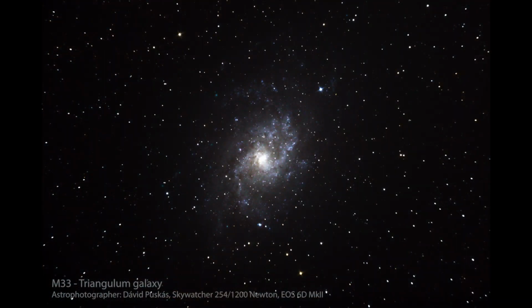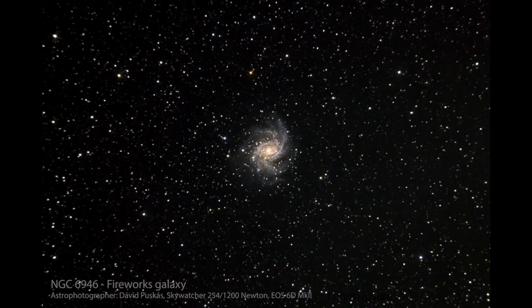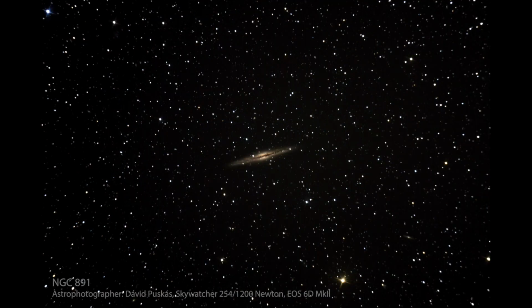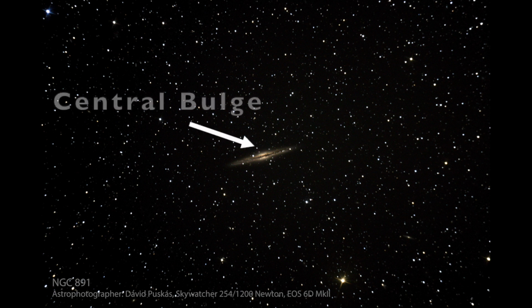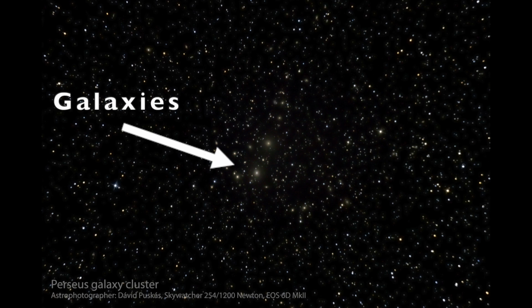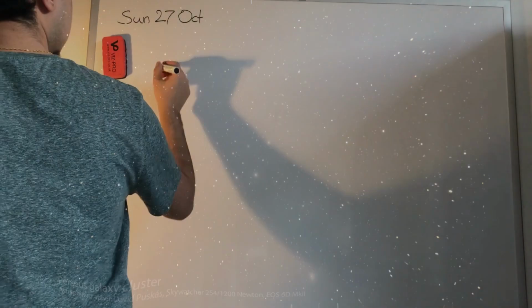A collection of stars and cosmic materials gravitationally bound together is known as a galaxy. Their formation still remains a mystery. This is an example of a spiral galaxy, which is a disk-shaped object with spiral arms and a dense center, called the central bulge. Here is another example of a spiral galaxy viewed axially. A system of galaxies is called a cluster, and here is an image of the Perseus cluster.